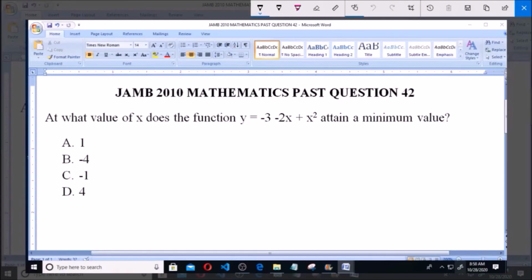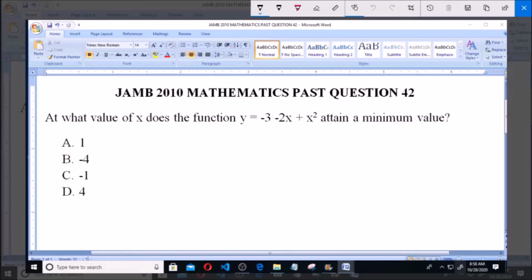I will be answering JAMB 2010 Mathematics Past Question 42. At what value of x does the function y equals minus 3 minus 2x plus x squared attain a minimum value? A 1, B minus 4, C minus 1, and D 4.